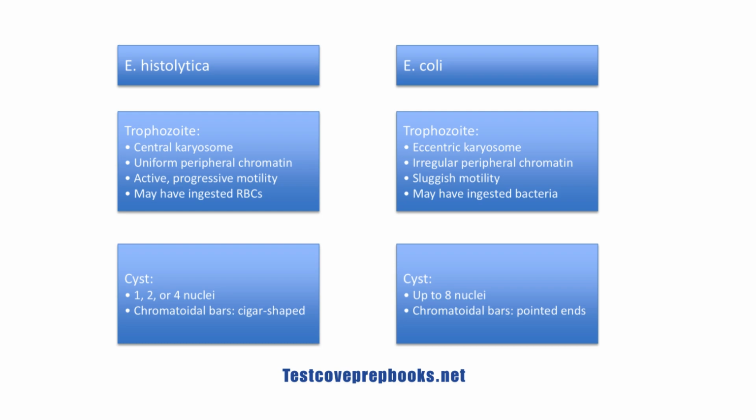Now, looking at the cyst stage. E. histolytica cysts have 1, 2, or 4 nuclei, and the chromatoidal bars, if present, are cigar-shaped. E. coli cysts can have up to 8 nuclei, and the chromatoidal bars have pointed or splintered ends. So, in summary, E. histolytica is defined by red blood cell ingestion, progressive motility, and cigar-shaped chromatoidal bars, while E. coli shows sluggish motility, bacterial ingestion, and pointed-ended chromatoidal bars with many nuclei.